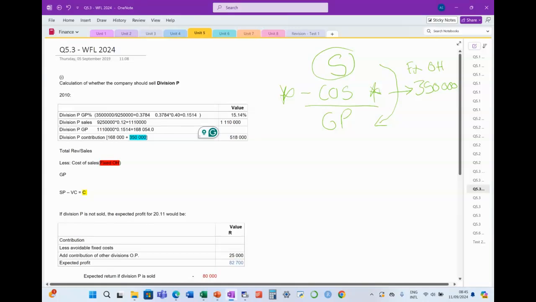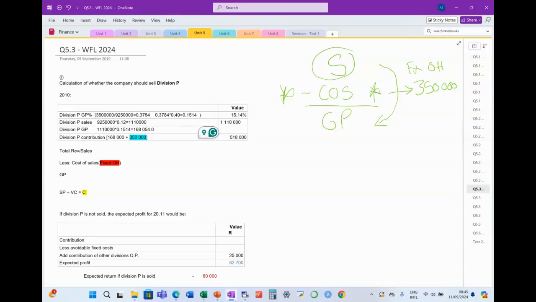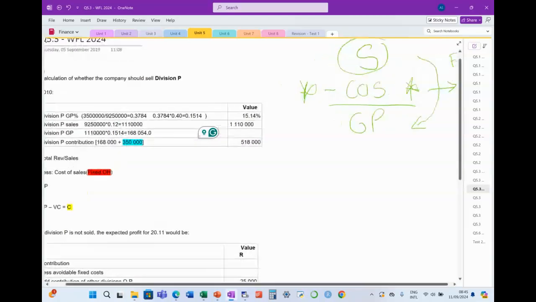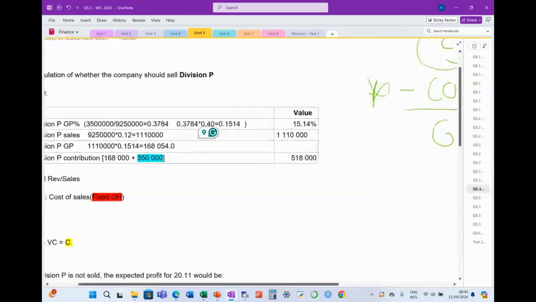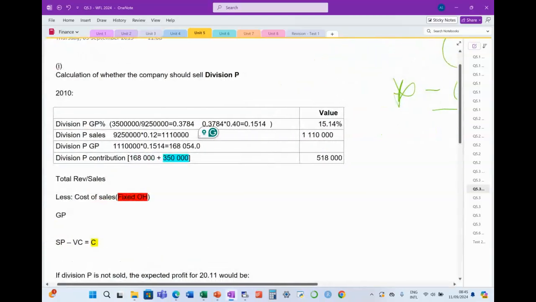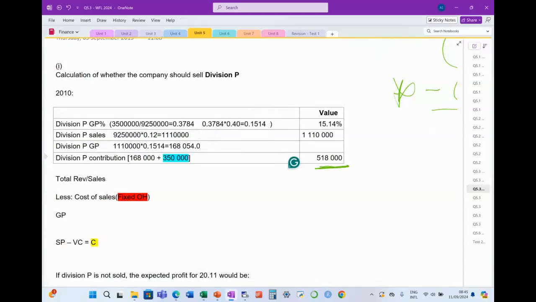So we know when we're talking about contribution, it must be exclusive of fixed costs. We're just talking about variable costs. So what do we need to do with the 350? And there you can see it on the board. We need to add it back to get our contribution for division P. Is it making sense?